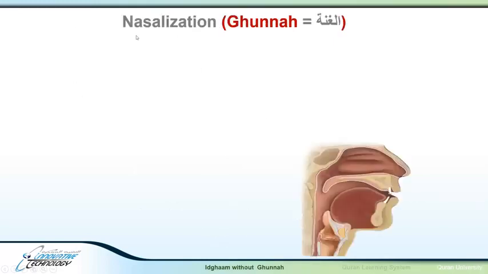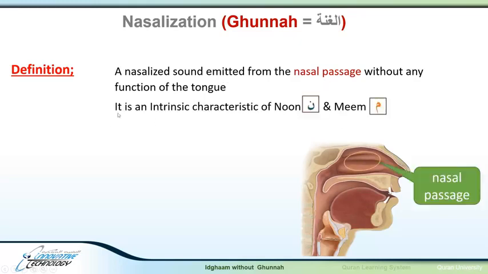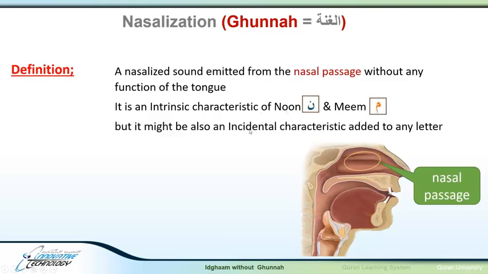We'll quickly revise our definition of gunna that we have mentioned before. Gunna, or nasalization, is basically a nasalized sound emitted from the nasal passages without any function of the tongue. And it is an intrinsic characteristic of the noon and mim, yet it can be an incidental characteristic added to any other letter. And this is what we're going to avoid doing in this idgham without gunna. We shouldn't add a nasalization sound. The idgham here has to be without gunna.